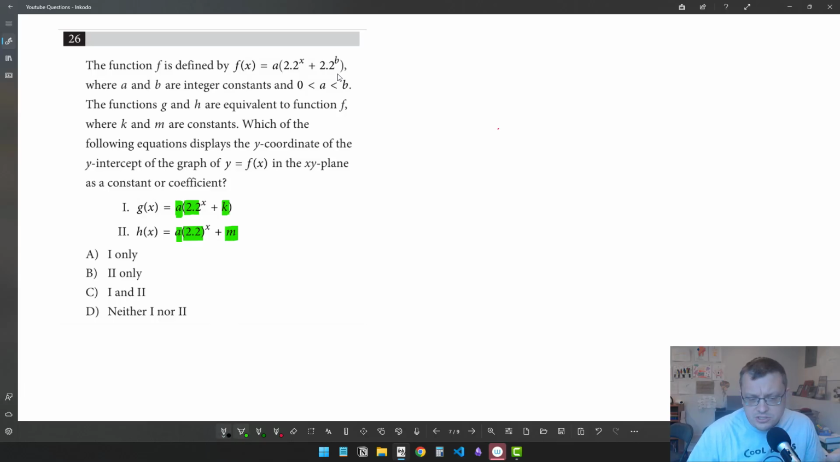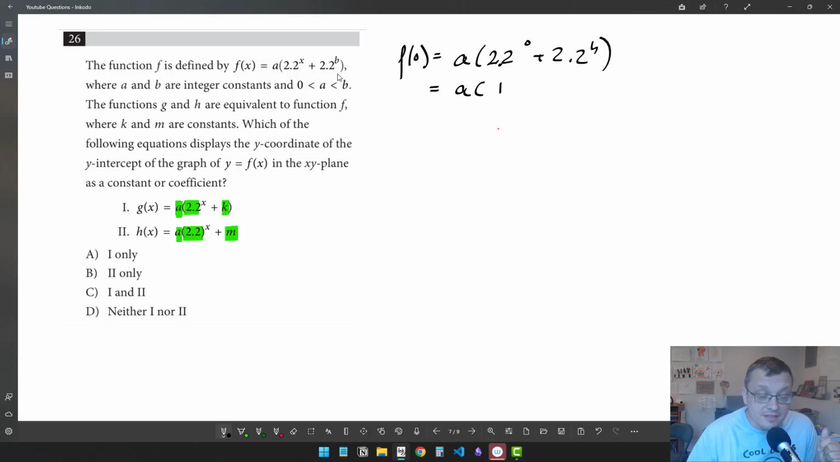So the way that I would do it first try is let's find the y-intercept of this guy. We'll leave a and b as a and b. I will show you later we can do this with Desmos by picking a value for a and b, but let's just start with this approach. So let's plug in x equals 0 and find the y-intercept. So it's a times 2.2 to the 0 plus a times 2.2 to the b. Anything to the 0 is 1. So our y-intercept here is a plus a times 2.2 to the b.